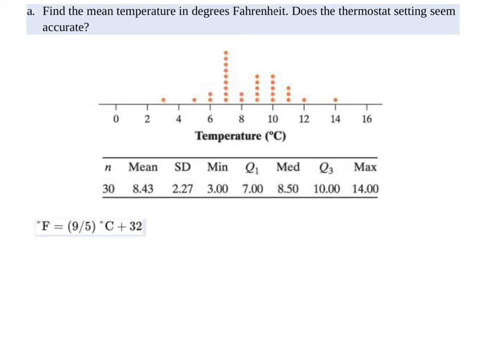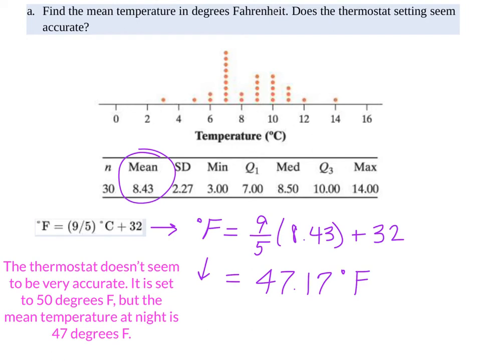The first part to our problem is to take our mean temperature, which is right here, our x-bar, and turn it into degrees Fahrenheit. Luckily for us, and I'm sure you've seen this before, there's an equation to turn Fahrenheit into Celsius and vice versa. So what we're going to do is plug that mean value in here for degrees C and multiply it by 9 over 5 and add 32 and find the Fahrenheit temperature, and then we can answer that question. So plugging in 8.43, multiplying it by 9/5 and adding 32, we get roughly 47 degrees Fahrenheit.